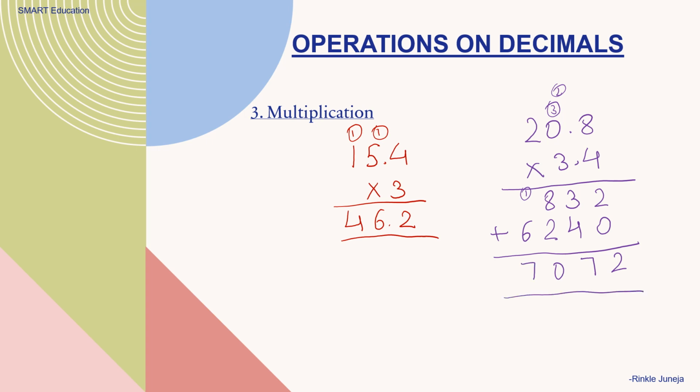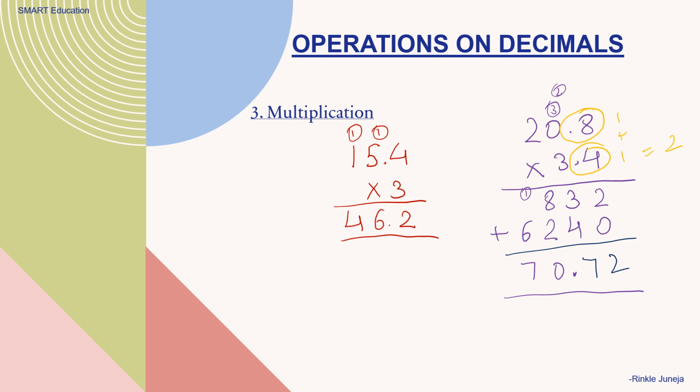Now notice over here that there is one digit after the decimal point in this number and one digit in this number. So total 1 plus 1. There are 2 digits after the decimal point. So here also we'll put the decimal point before 2 digits. So 2, we'll put the decimal point over here. So our answer is going to be 70.72. I hope this is clear.